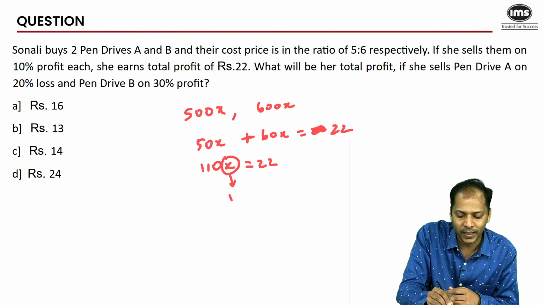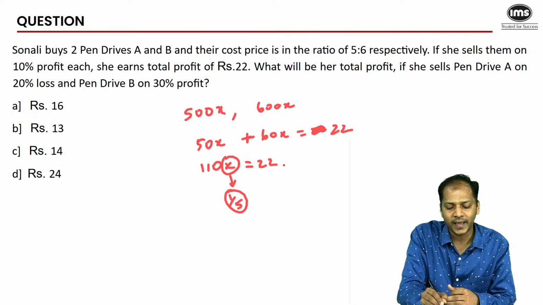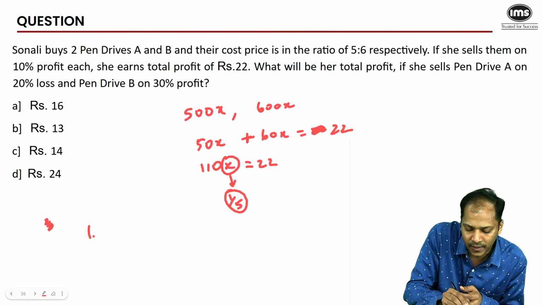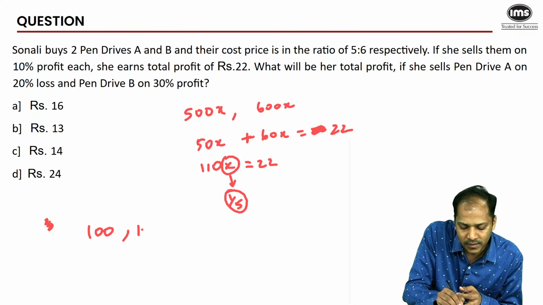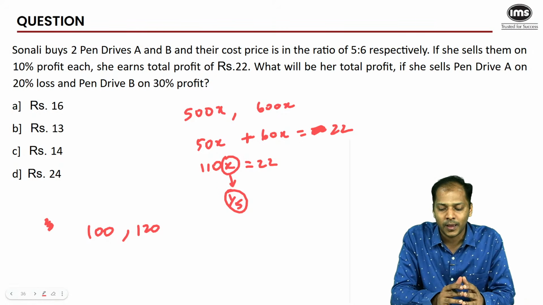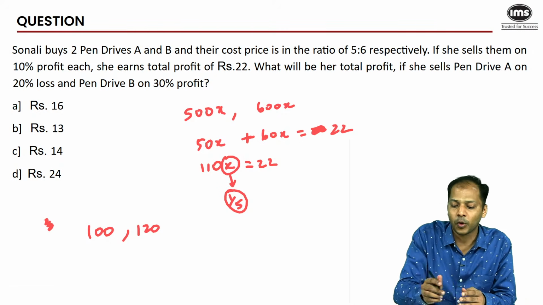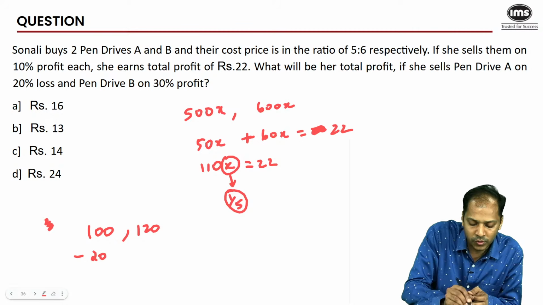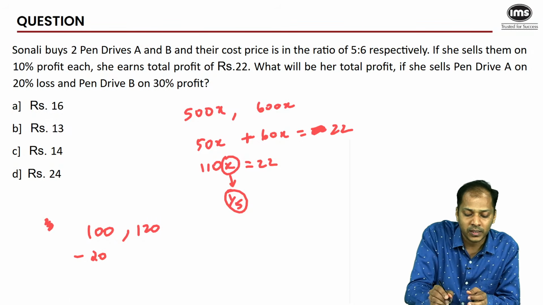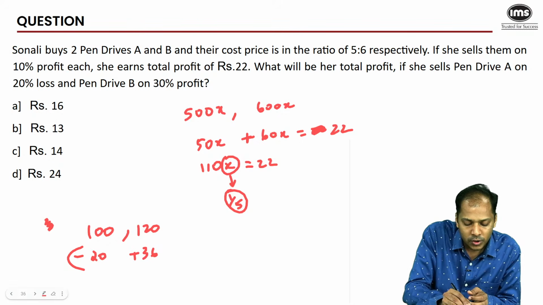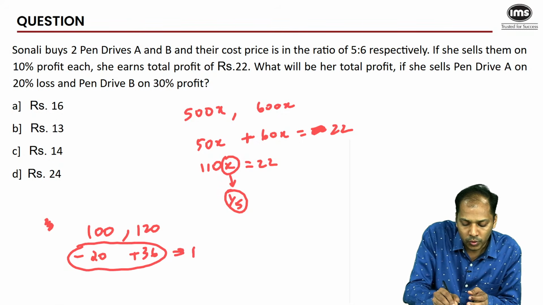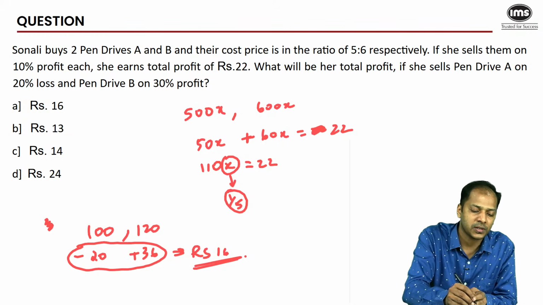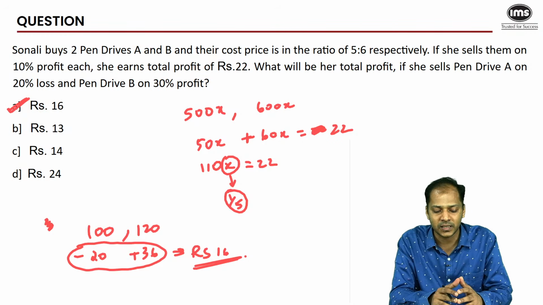Clearly this x is making the value 1/5. 110 is becoming 22. So therefore my cost prices were actually 1/5 of 500, that is 100, and 1/5 of 600, that is 120. These are the two cost prices. Once we know this, what will be her total profit if she sells pen drive A at 20% loss? So she makes a loss of 20 rupees here and on B at 30% profit, plus 36 over here. So the net profit would be rupees 16. Therefore the answer to this question is option A, that is rupees 16.